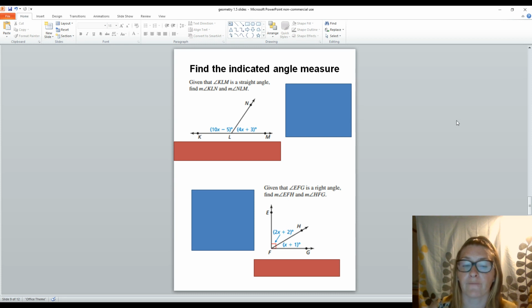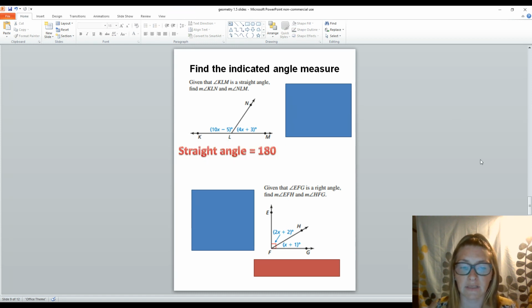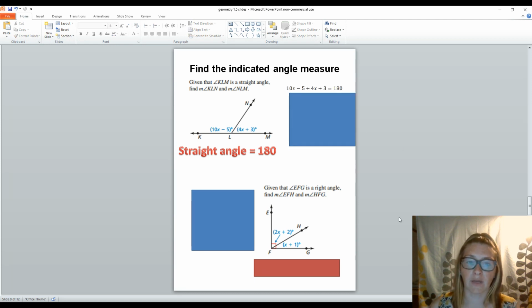So it says, given that angle KLM is a straight angle, find the measure of KLN and the measure of NLM. Okay, first thing is they gave you some vocabulary that sticks out, straight angle. So I need to know what a straight angle is. A straight angle is equal to 180 degrees. Because I know that vocabulary term and its value, now I can create my algebraic equation. So I know that these two angles, when combined, will equal 180 degrees. So I can say 10x minus 5 plus 4x plus 3 equals 180.